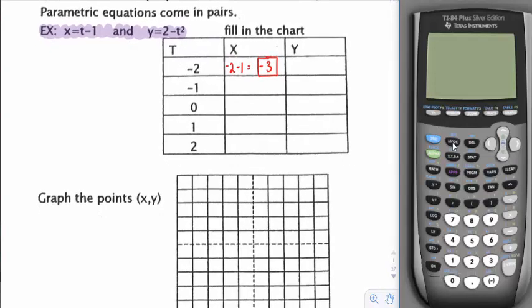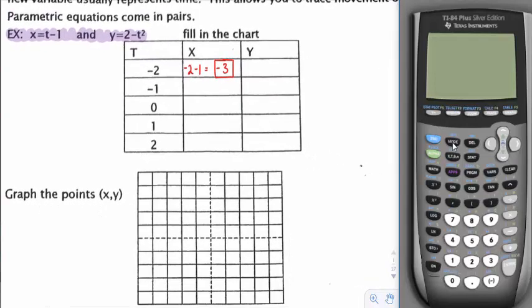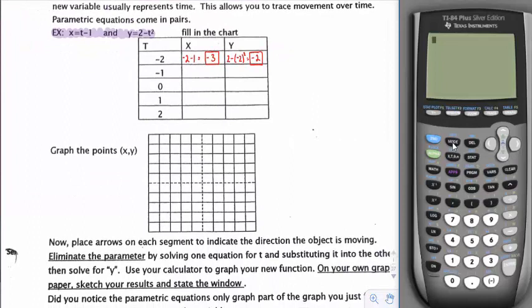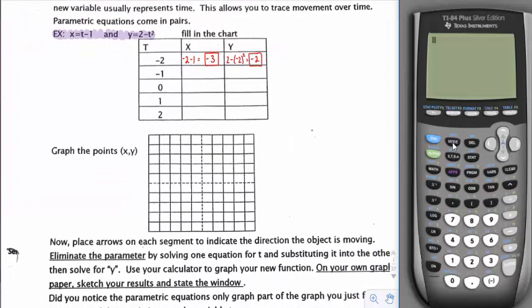Then plug that into our y value, which is 2 minus t squared. So that's going to be -2 squared. Working this out, 2 minus (-2) squared, which is 4. Notice that is 2 minus a positive 4, so we get -2. There's your first official point on your graph, and you can even go ahead and graph that point. We have (-3, -2). So there's my first point.